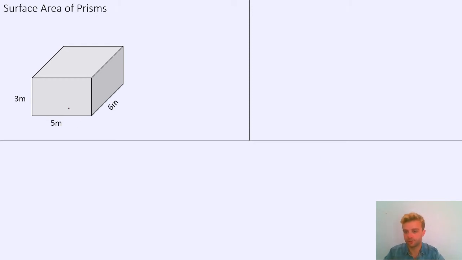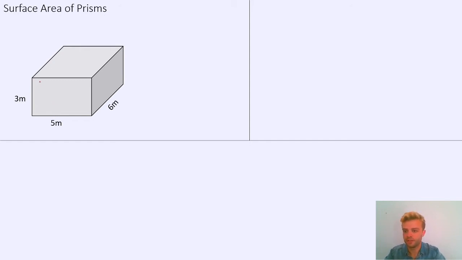So here we have another cuboid, and I want to find the surface area. Well, this cuboid has 6 faces. It's got a front and a back. It's got a top and a bottom, and then a left and a right. And we're going to find all those areas, add them up, and that's going to be the surface area.